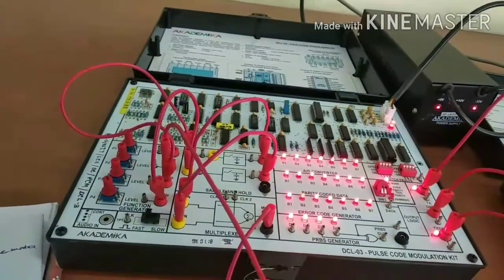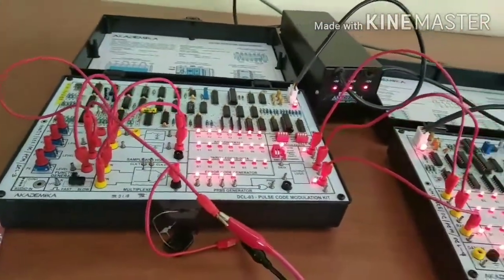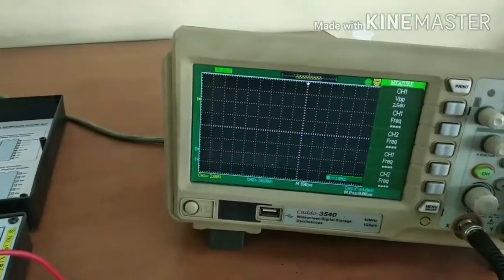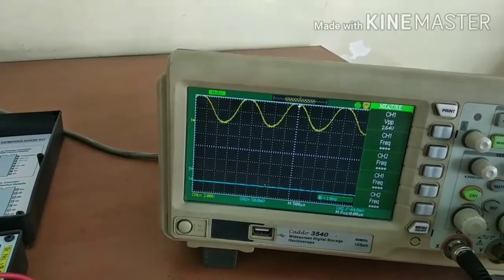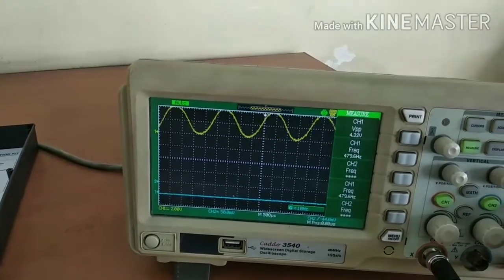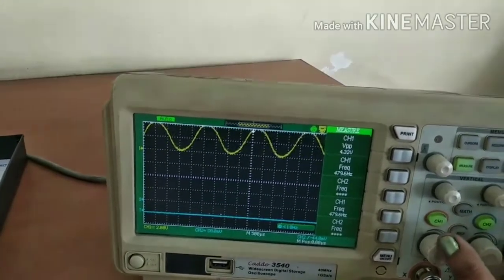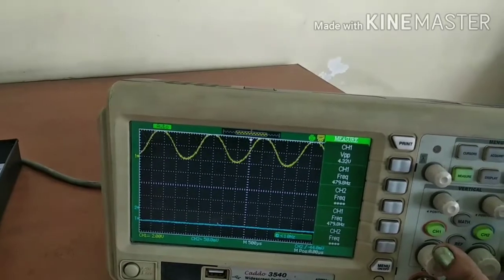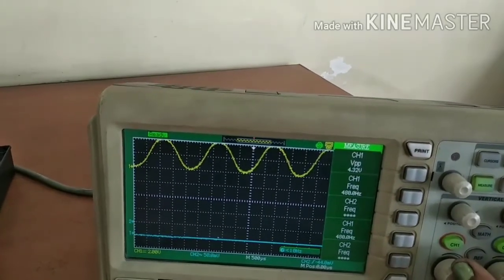Then we show the channel 1 signal in the DSO. Okay, this is the channel 1 signal that needs to be measured. Press stop.